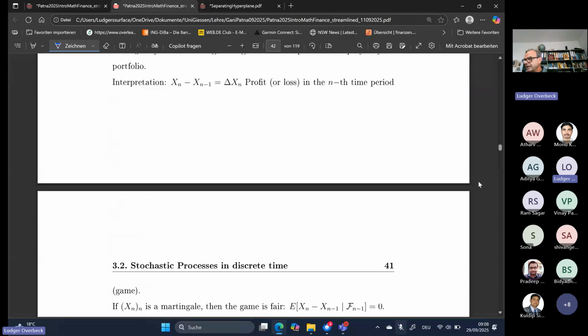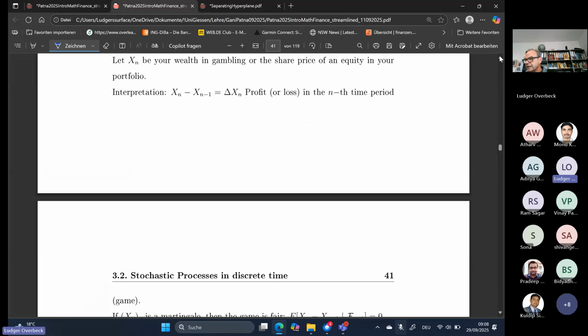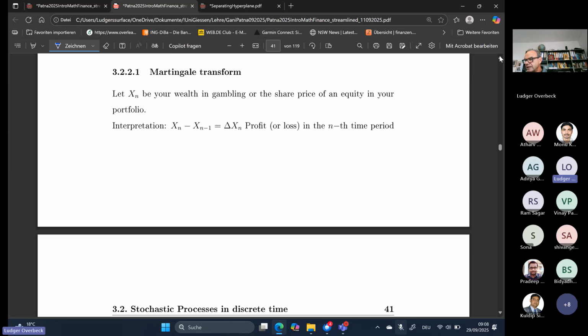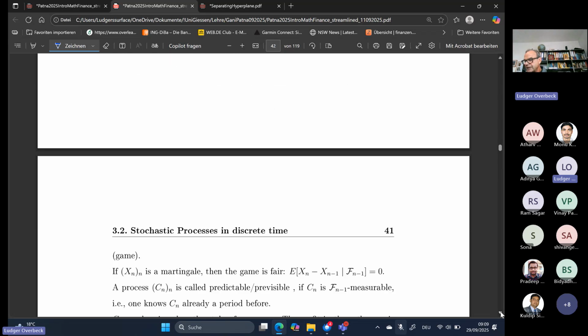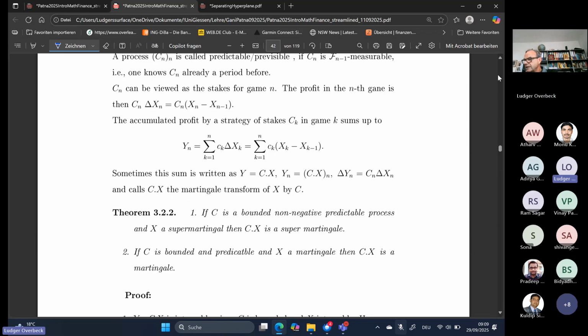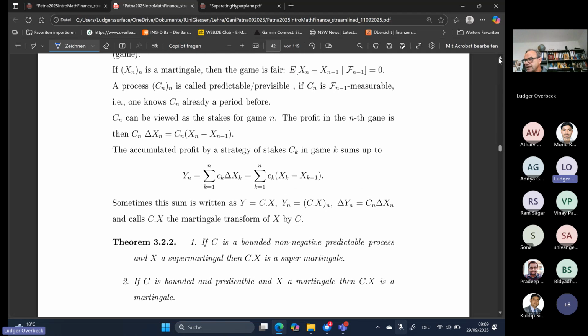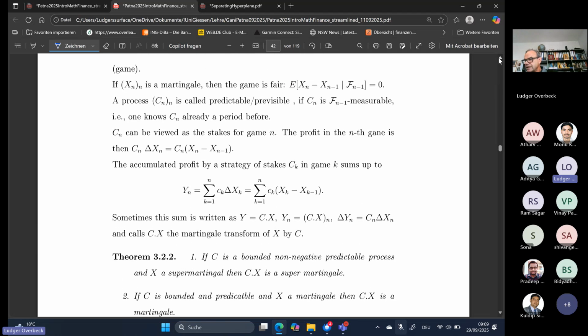Okay, so that's a martingale. In our case, if Xn is your wealth or your profit in gambling or the share price of an equity in your portfolio, then the increase is a delta. This should be giving rise to a martingale. And then the increase should be 0.